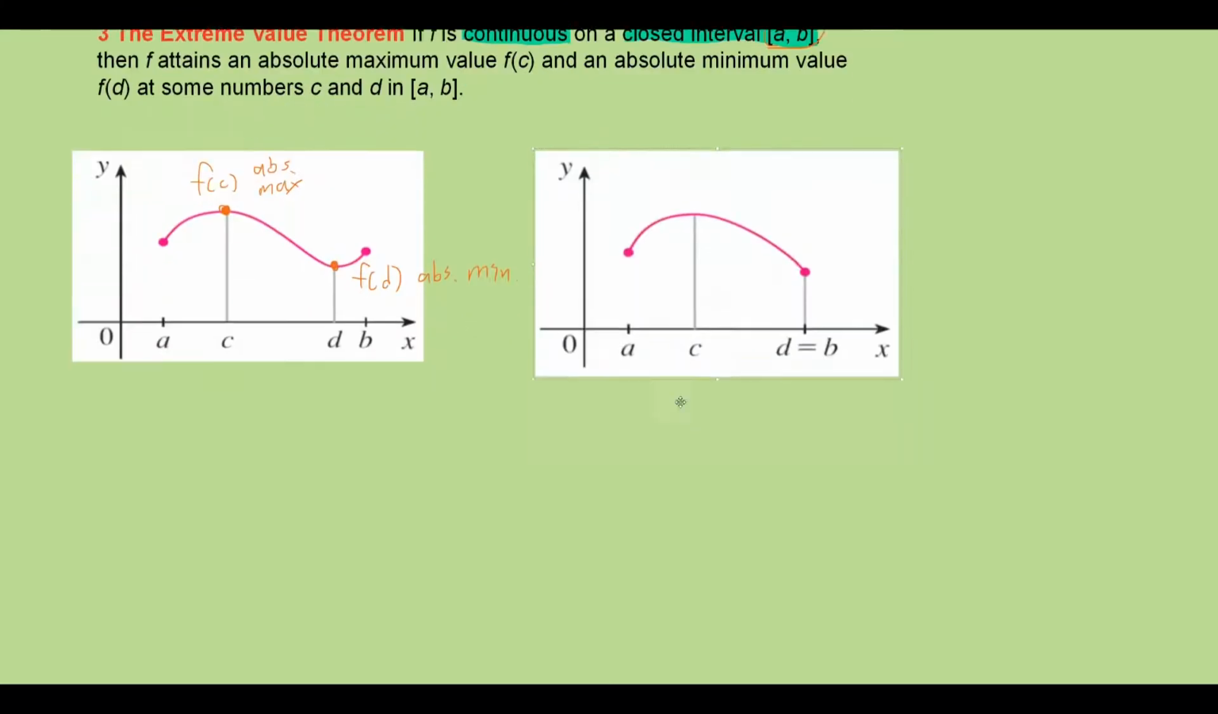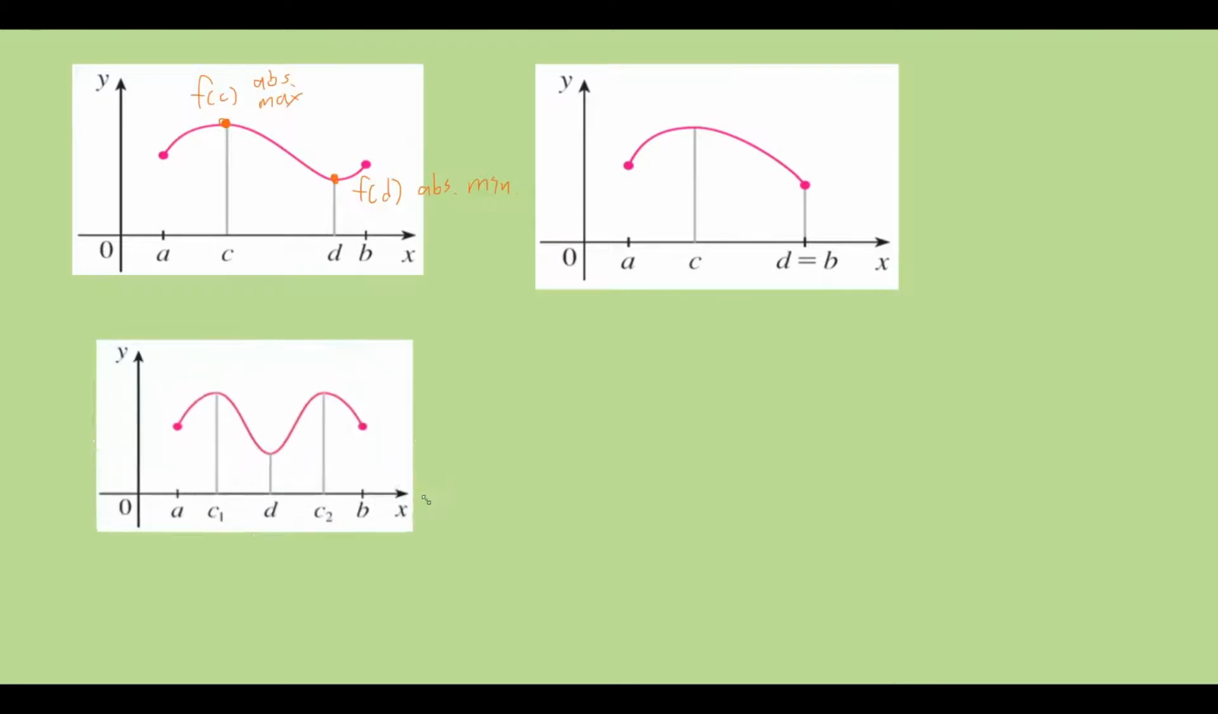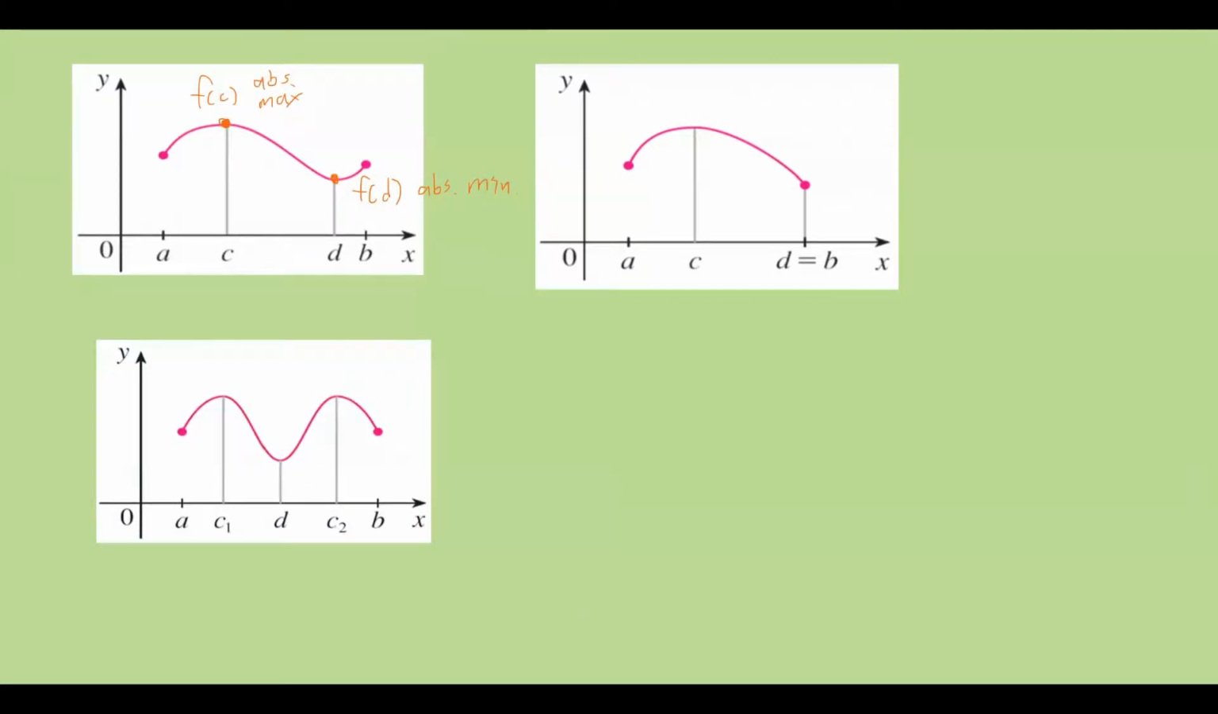Go ahead and see if you can identify where the absolute max and absolute min are. If you want, go ahead and pause the video. All right, so let's see. Here, it looks like the top of the hill, and that is actually the highest point on the interval [a, b]. So here, f(c) is our absolute max, and right here, f(d) is our absolute min.